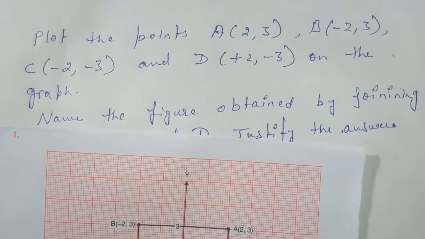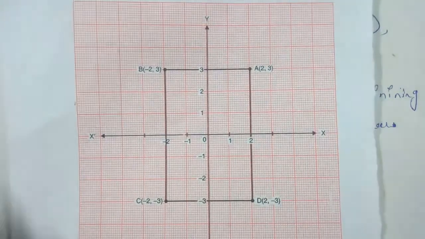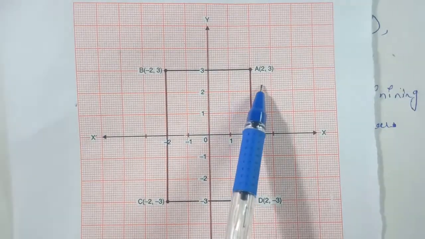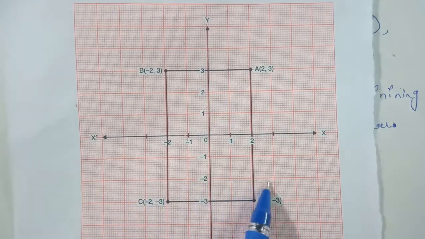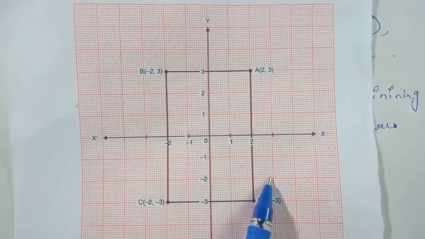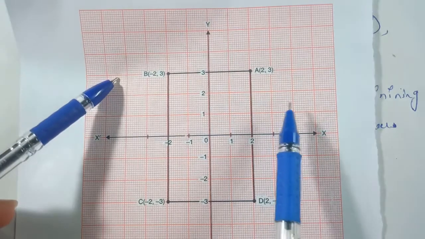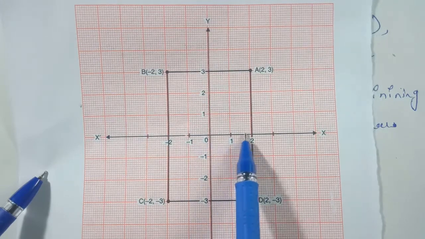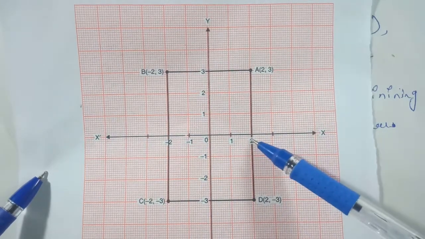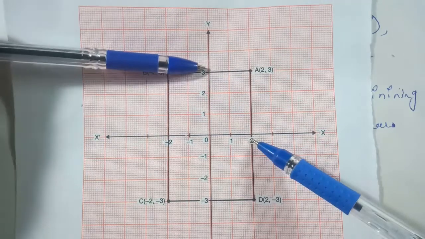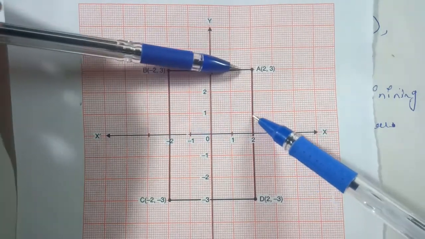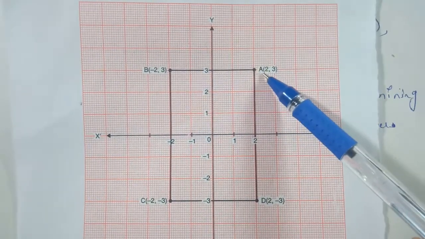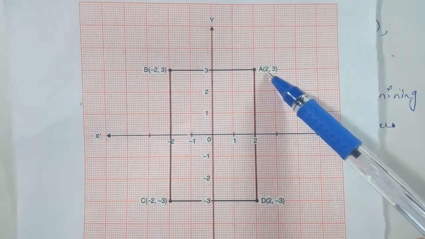So let us start. Here is a graph paper. In the graph paper I have drawn an x-axis and y-axis. This is the first quadrant, second, third and fourth. The first point that we have to plot is point A, and its coordinates are 2 and 3. It means the first value is 2, so on the x-axis we identify where 2 is, and on the y-axis we identify where 3 is, and check where both of them intersect. They intersect over here. So this point marks point A whose coordinates are (2, 3).